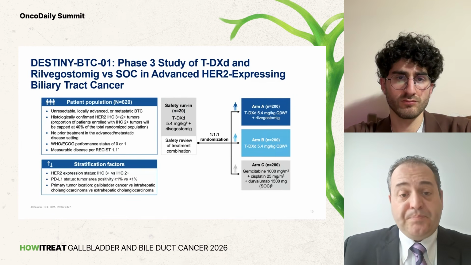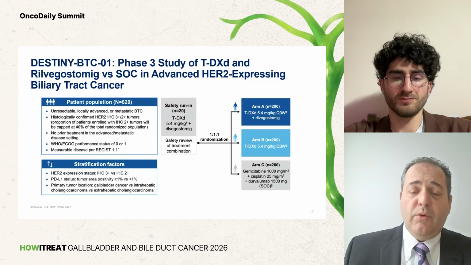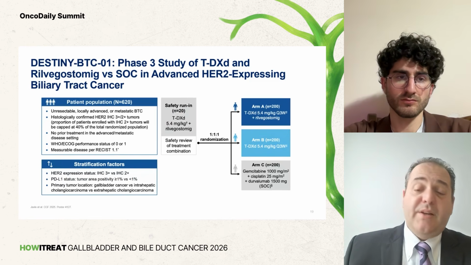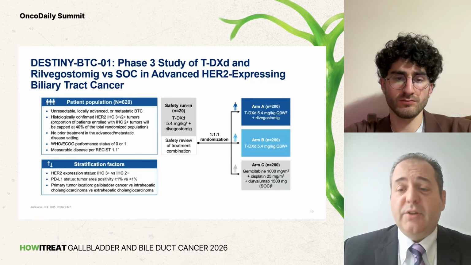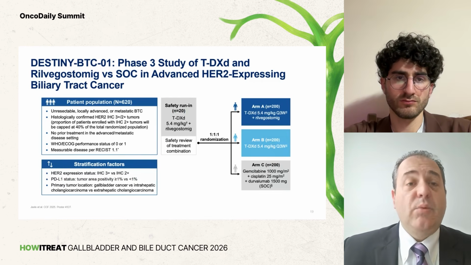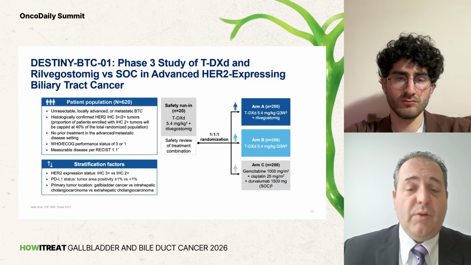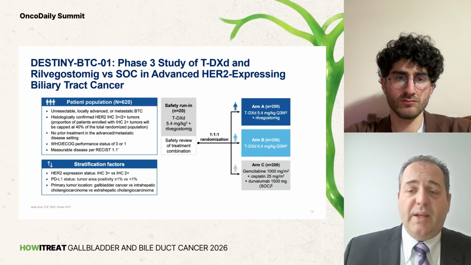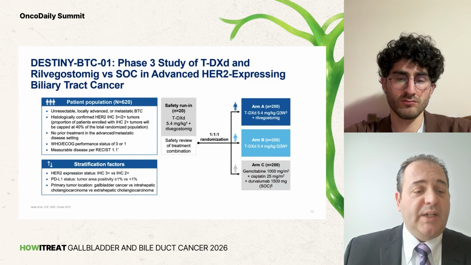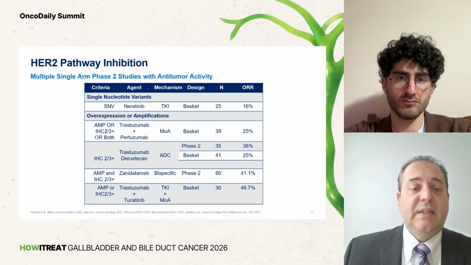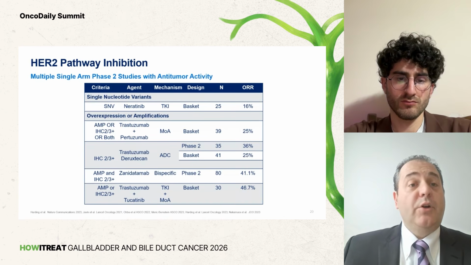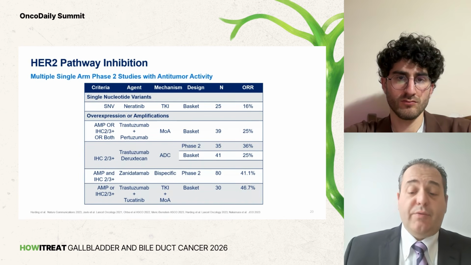where these patients will enroll looking at 3 different arms: standard GemCis Durva versus TDXD alone versus TDXD with a novel bispecific rilvegostomig. Primary endpoint is the comparison of A and C based on a survival metric in the IHC3+.